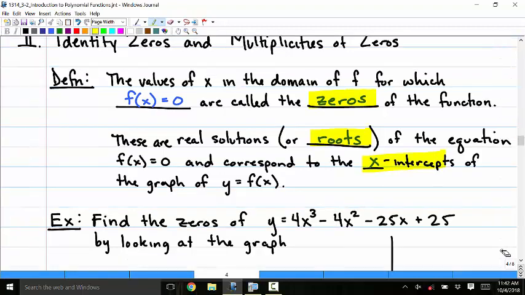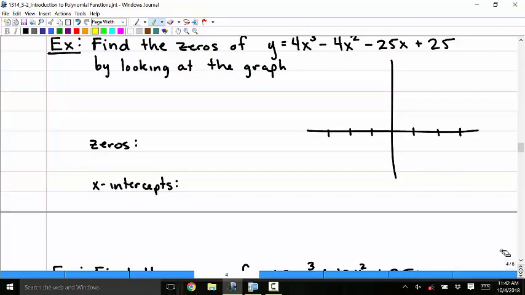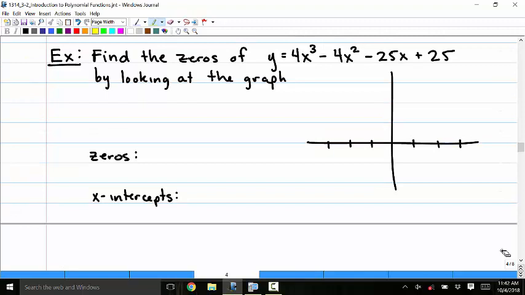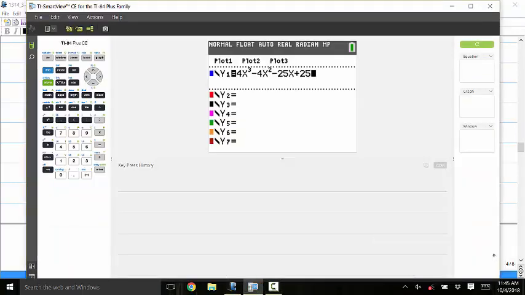So the first question, find the zeros of y equals 4x cubed minus 4x squared minus 25x plus 25 by looking at the graph. So you need to go get your calculator out and put that into your y equals. Under your y equals button, you type in your polynomial, 4x cubed minus 4x squared minus 25x plus 25, and you hit graph.